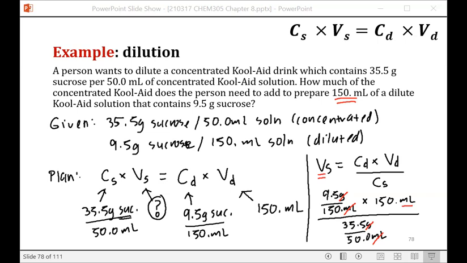So if I plug this in, 9.5 divided by 150 times 150 to get the top part here, and I get 9.5 divided by, on the bottom, 35.5 divided by 50, 0.71. I get 13.38 for the volume of stock solution.